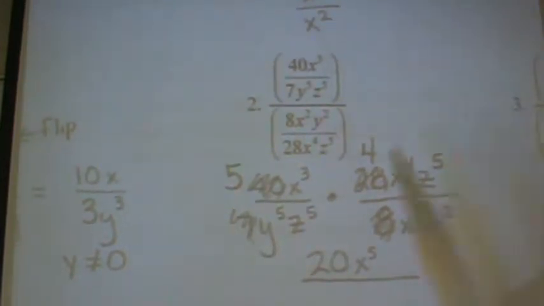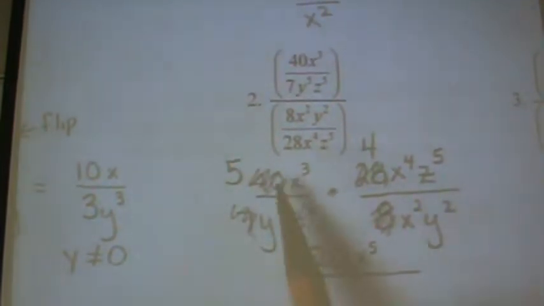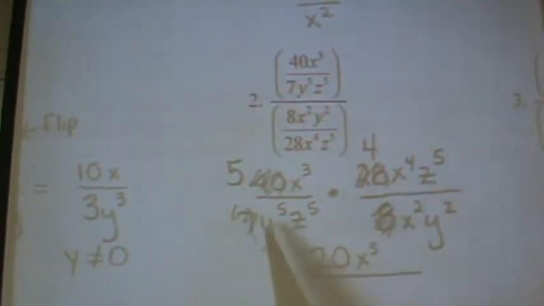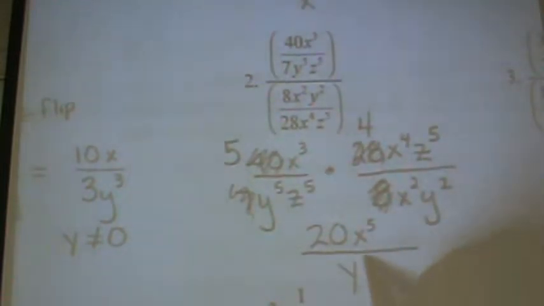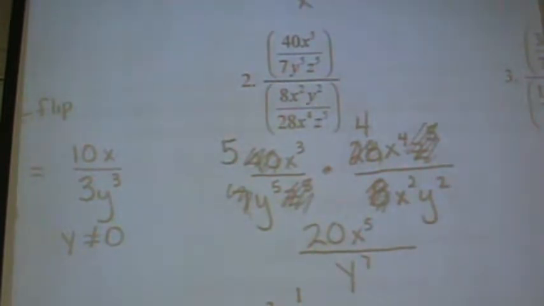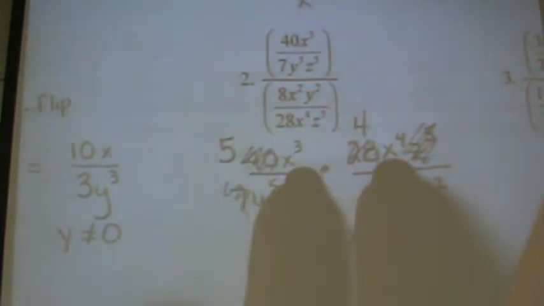Now let's do the y's. How many y's do you have on top? How many do you have on the bottom? 7. And what about your z's? Do they cancel out? They cancel out, there's no z's. That's your answer. That's why it's x to the fifth on top. Yes, because look at your x's.